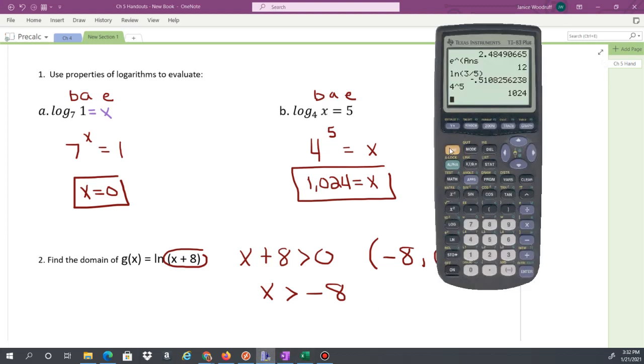I'm just going to put it in my graphing calculator. So I'm going to put ln and then in parentheses x plus 8 and graph. And there we go, negative 8 to infinity. You can check your table. When you get to that negative 8, you're going to start getting an error.